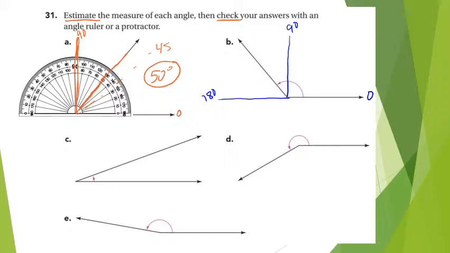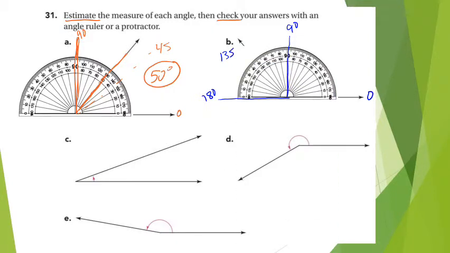So I remember that if I go by 45s, since half of 90 would be 45, I know that this would be maybe around 135 degrees. So maybe that's my estimate. So here's my protractor. And again, I'm going to sketch that line down so you can see it better. And that goes right through 130 degrees. So again, that's a pretty reasonable estimate of 135.